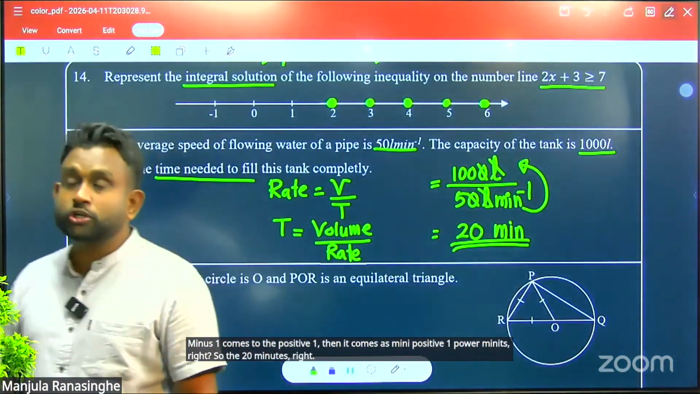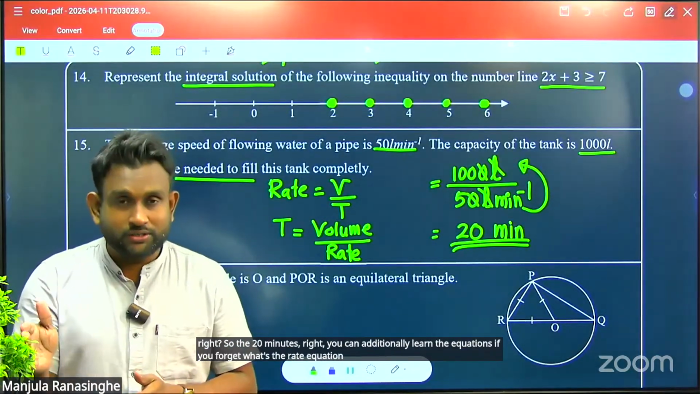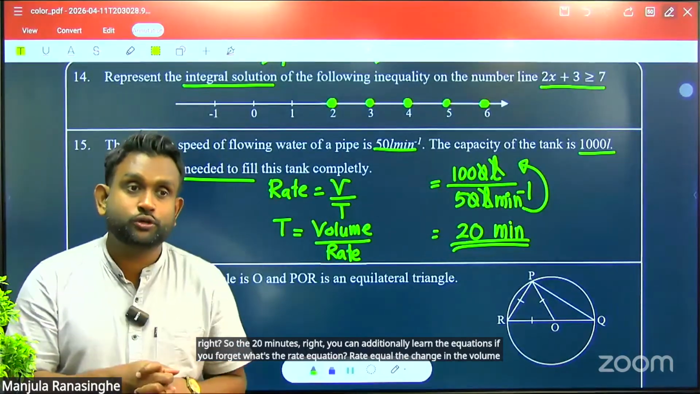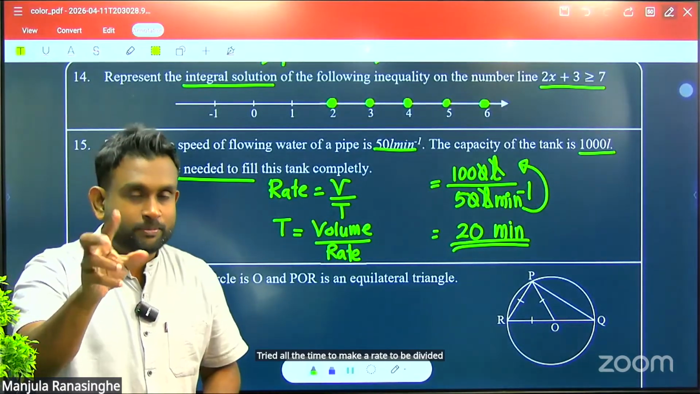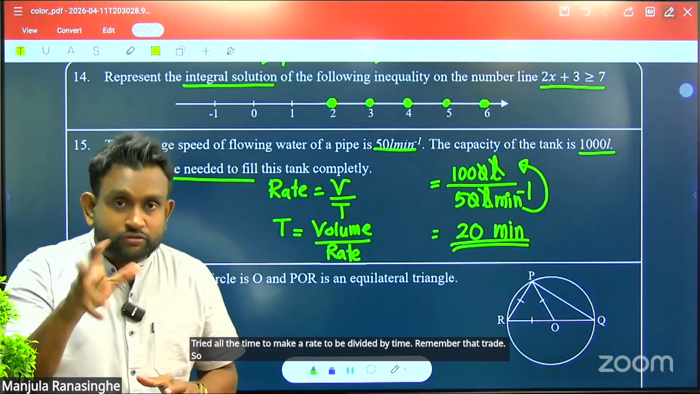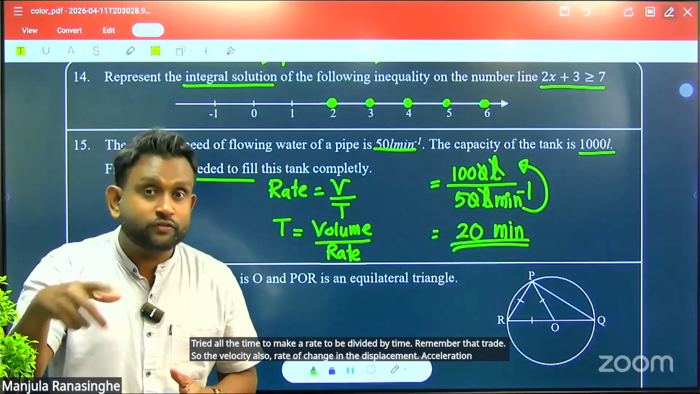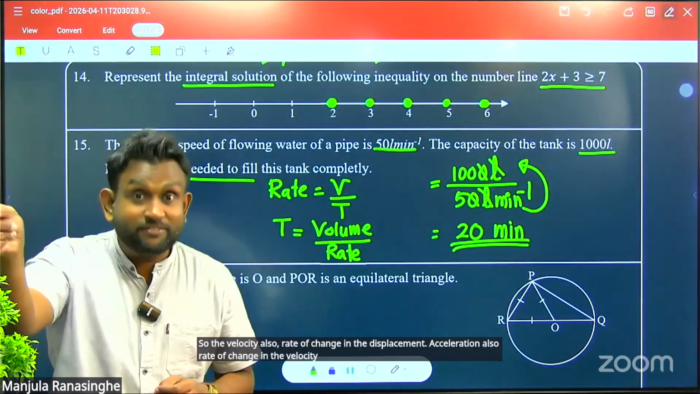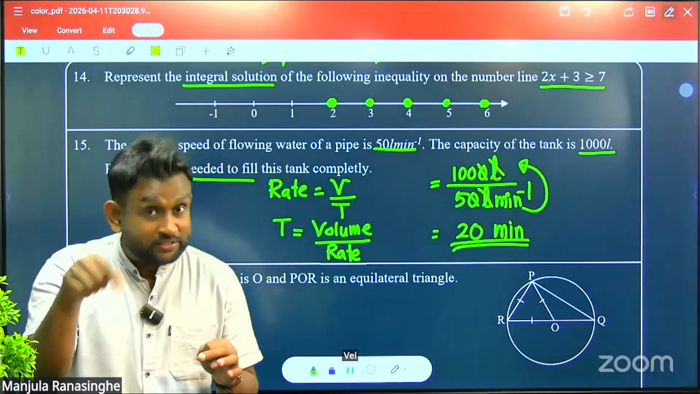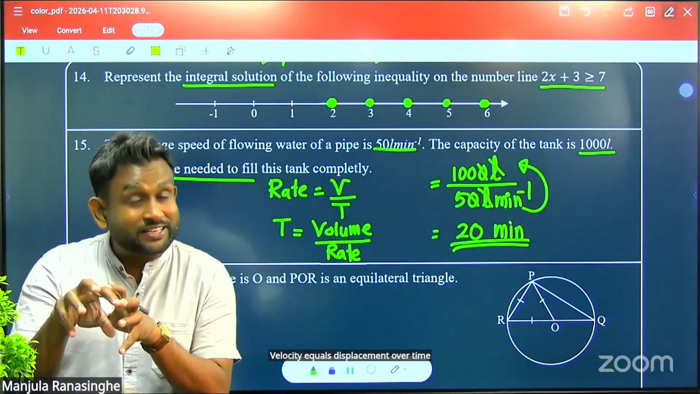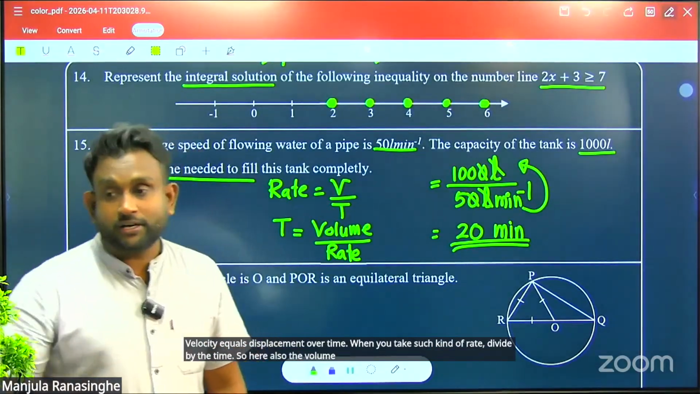You can additionally learn the equations. If you forget the rate equation, rate equals the change in the volume over time, actually. All the time to make a rate, it has to be divided by time. Remember that. So velocity is also a rate of change of displacement. Acceleration is also a rate of change of velocity. All the time divided by the time. Acceleration equals velocity over time. Velocity equals displacement over time. When you take such kind of rate, divide by the time. So here also the volume is divided by the time, right?